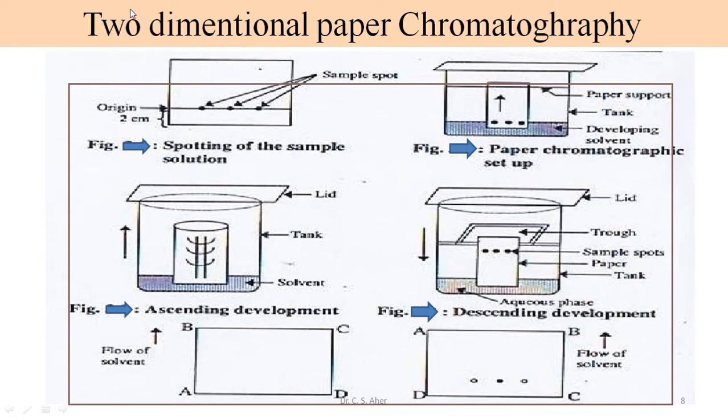So what is two-dimensional? In the first dimension, we spot in this direction. The filter paper is like this. Then, after the separation is carried out, we turn this same filter paper. The filter paper has to be rotated, like this. This is AB, CD. So we turn it so that the AB side goes in the upward direction and the CD side goes to the back. At the bottom side we again run the solvent for maximum separation of the spots. That is called two-dimensional paper chromatography. The flow of solvent is in the AB direction, and in this case the flow of solvent is from the DA direction, and we get maximum separation of the spots. So it is two-dimensional paper chromatography.